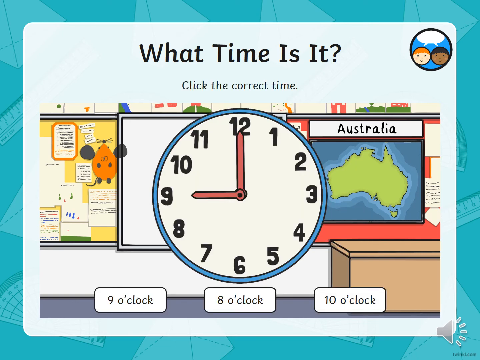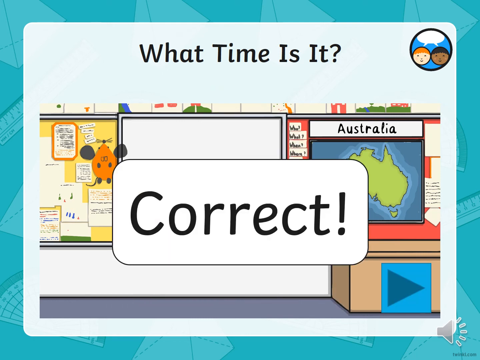Is it 9 o'clock, 8 o'clock, or 10 o'clock? Remember to look where the small hour hand is because the big minute hand tells us that it's on o'clock. Well done. It is 9 o'clock.